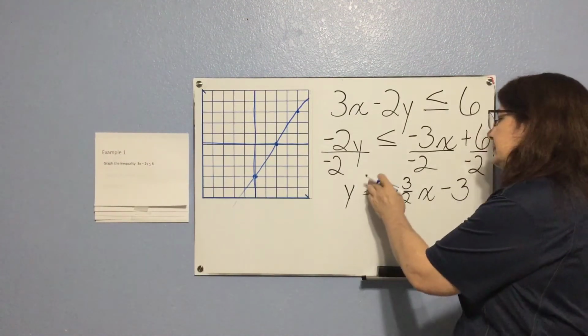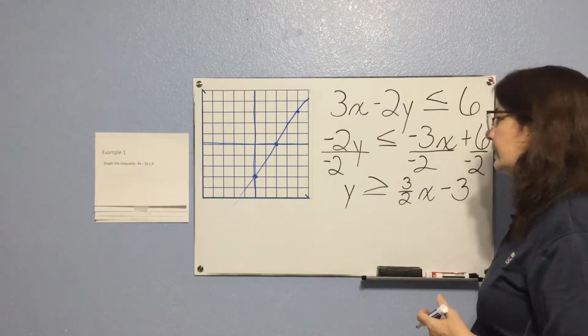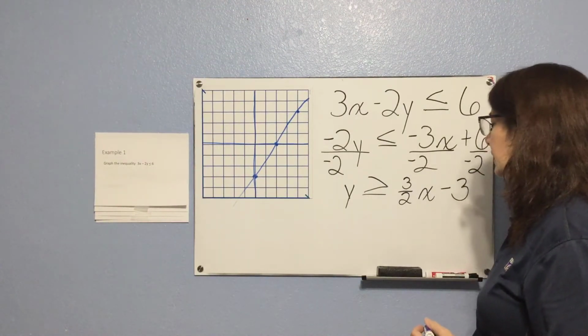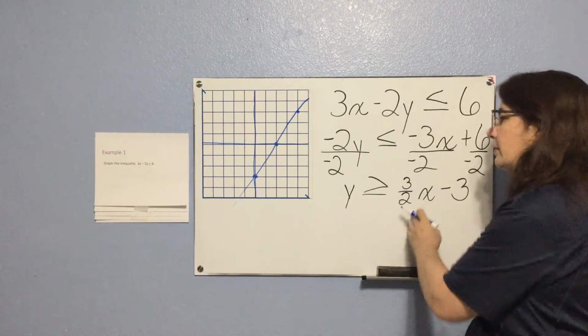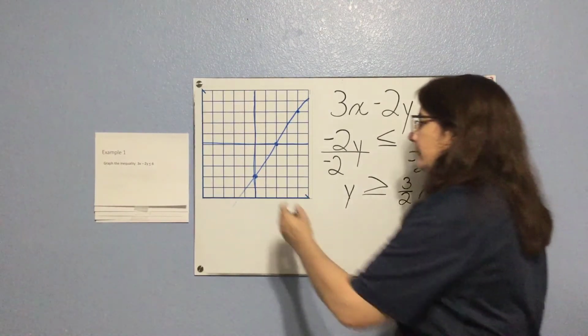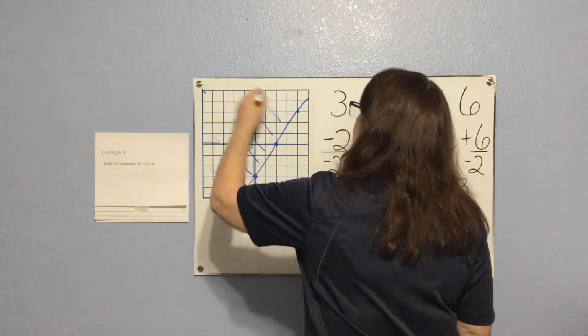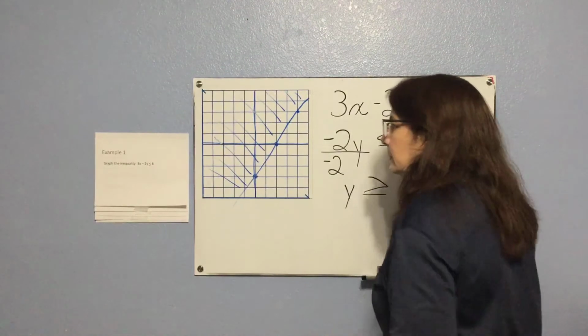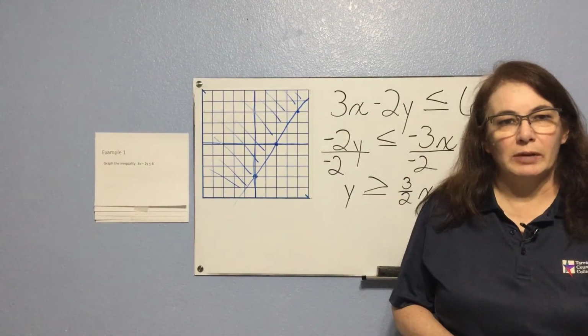And because we say greater than or equal to, we know that the border line is part of the region. And we just need to find the half plane where y is greater than this, or above the line, which would be this area here. Pause your video now and work on checkpoint 1.